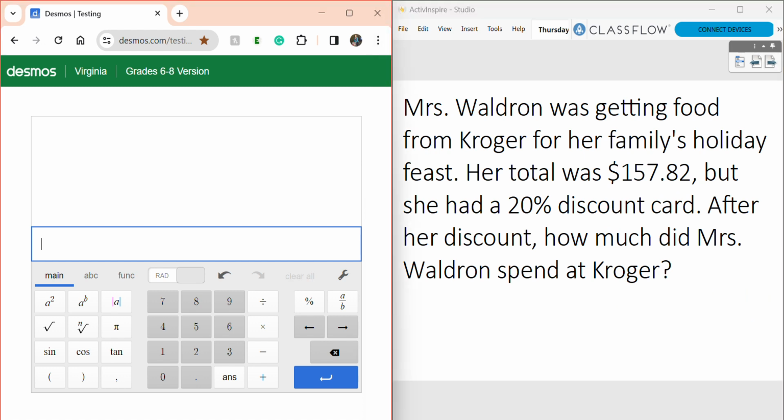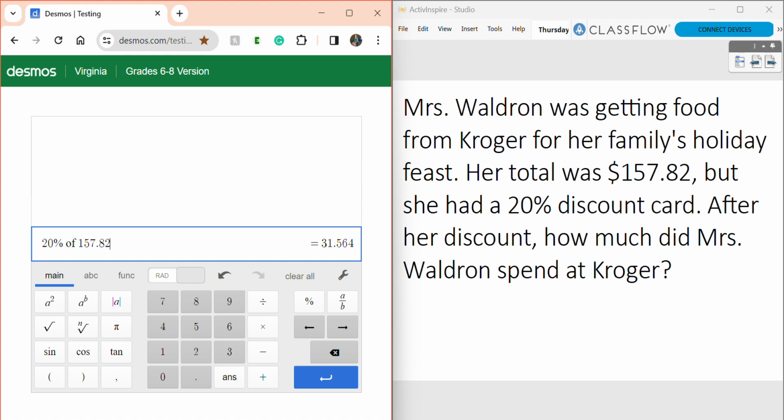All right, number 3. Mrs. Waldron was getting food from Kroger for her family's holiday feast. Her total was $157.82, but she had a 20% discount card. After her discount, how much did Mrs. Waldron spend at Kroger? So I'm going to put my percent in, 20% of $157.82, and then I've got to decide what it's asking for.